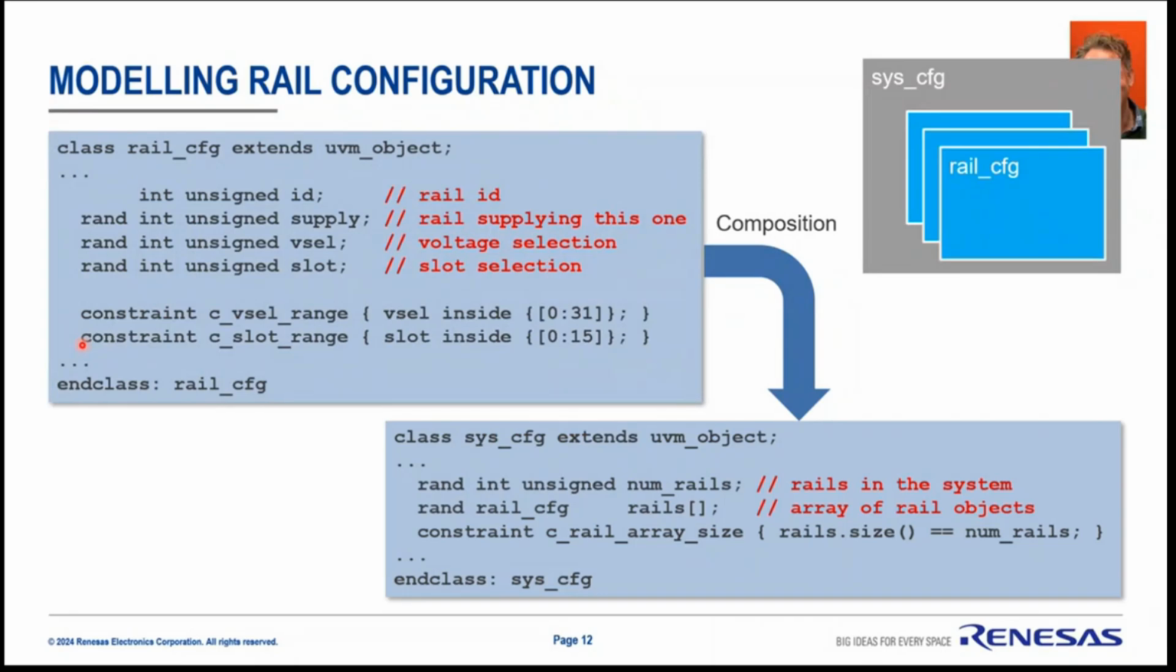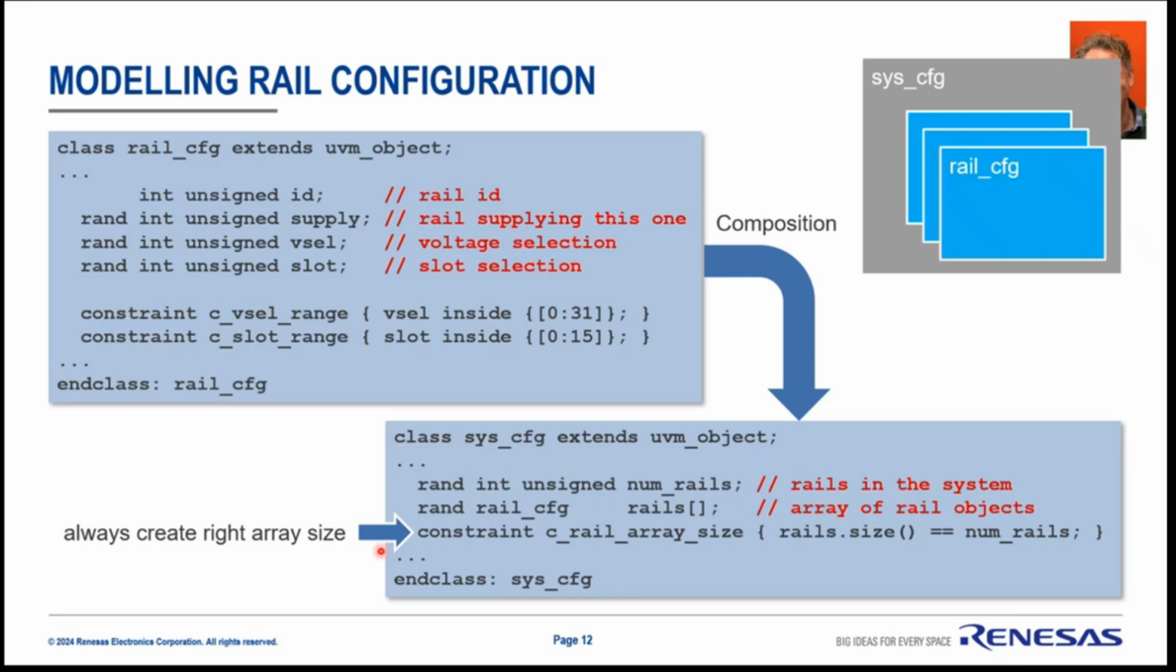So the sysconfig object contains essentially a dynamic array of rails. We give it an attribute called numRails, which is randomized there, but in this system it's just going to be fixed to 6. And we have a constraint which constrains the size of the rails array to be the number of rails. What that does is when we randomize this system config, it will create an array of rails of that size, but it won't actually populate those rails. They will be null.